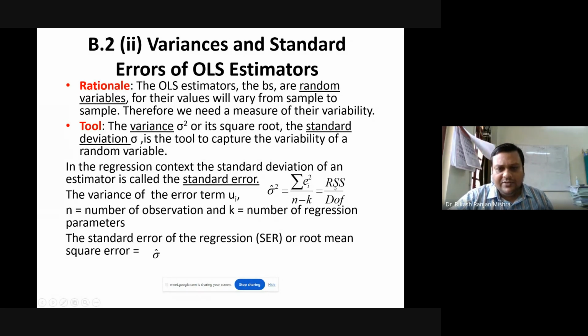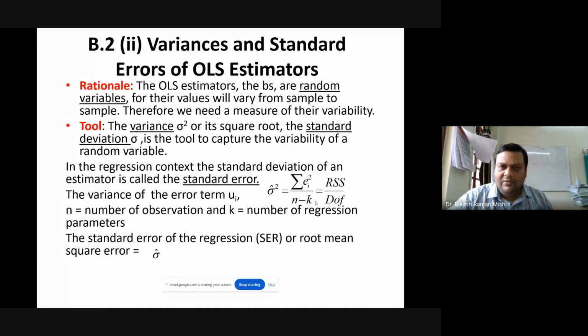And that residual sum of squares is deflated by the degrees of freedom, which is important, because whenever we go for a sample, the sample size is represented by n, and k represents how many parameters are there.